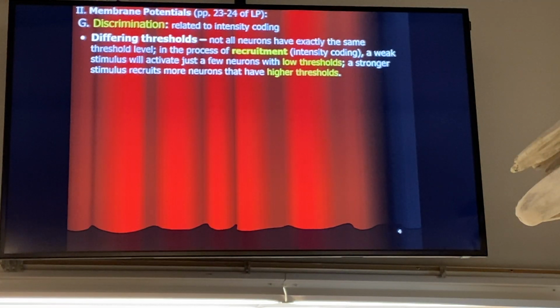And that is where we talk about recruitment. Talk about intensity coding as recruitment and frequency modulation. This top bullet is about recruitment. Different neurons have different thresholds. And the ones that are higher, say minus 50 millivolts, because that would be higher in the graph, will only respond to stronger stimuli. If it's just threshold to minus 55, it's not going to reach threshold. For those higher threshold neurons, it has to be more depolarized.